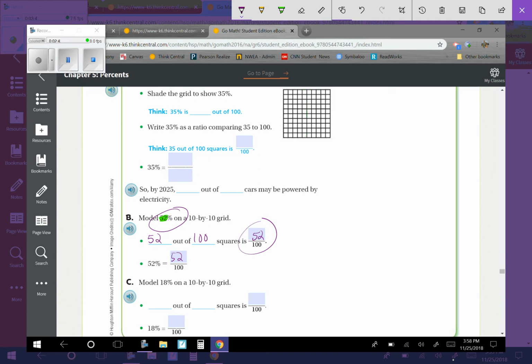Now let's look at C. C is 18%. To show that in a model on a 10 by 10 grid, we're going to go, that's 10, 1, 2, 3, 4, 5, 6, 7, 8. That is what 18% looks like on a 10 by 10 model. And that would be 18 out of 100 squares, which is 18 over 100. So 18% is 18 over 100.